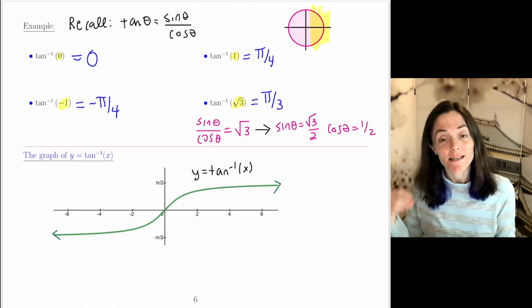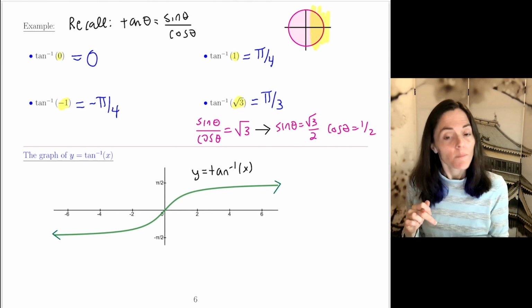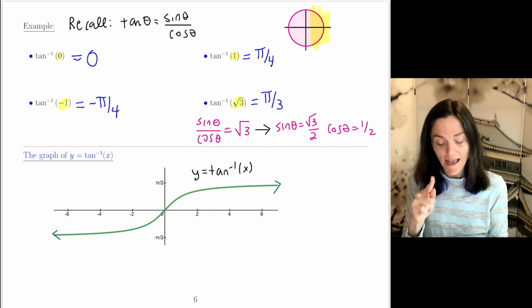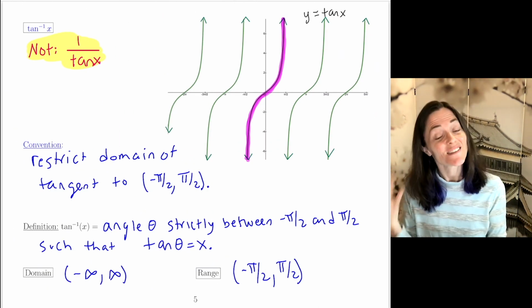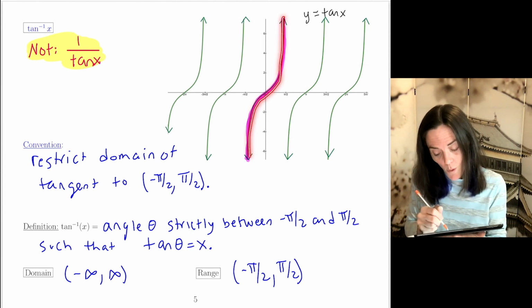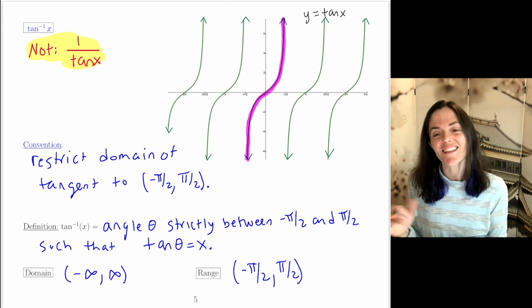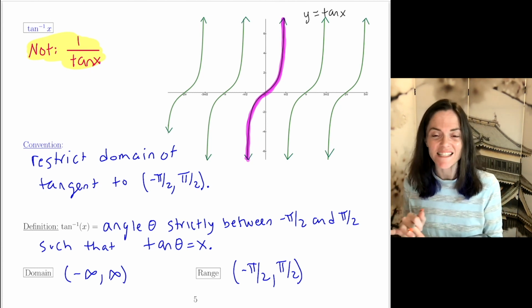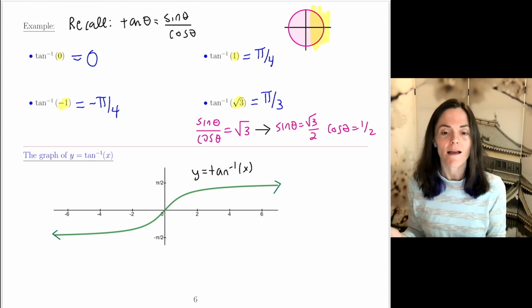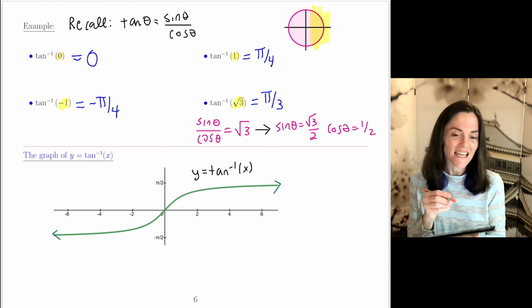This is what we just saw in Desmos. But also, let me go back to here. You see, we just took this pink portion of the tangent, then we flip the graph along the line y equals x, or interchange x and y, and this is the graph that results. So this is the tan inverse.